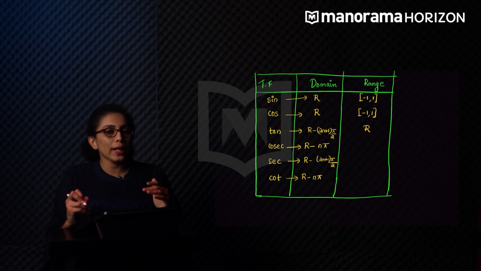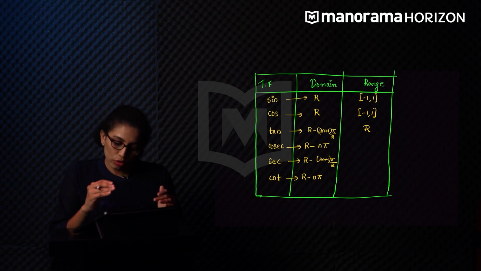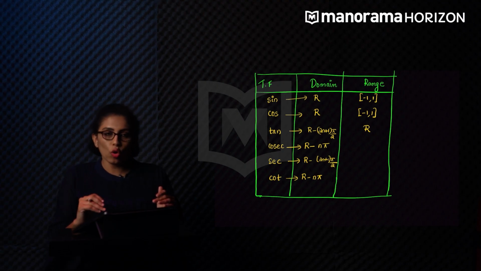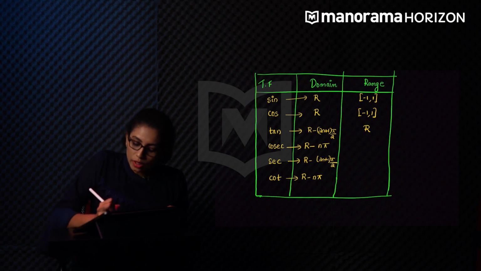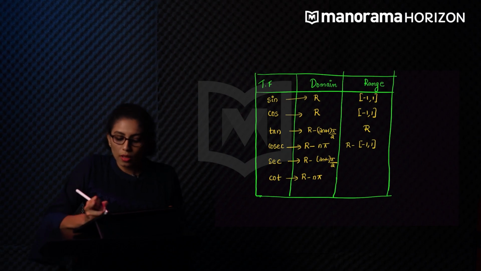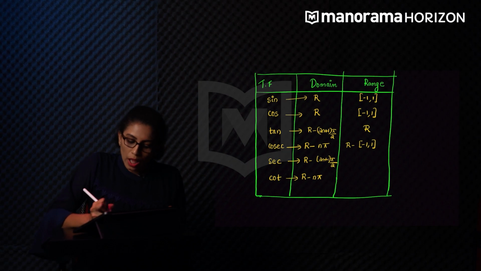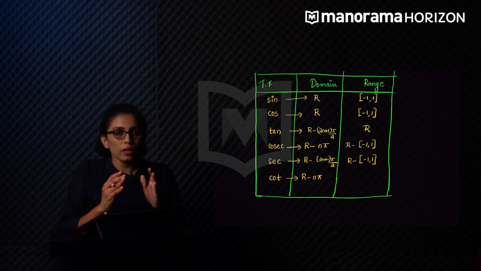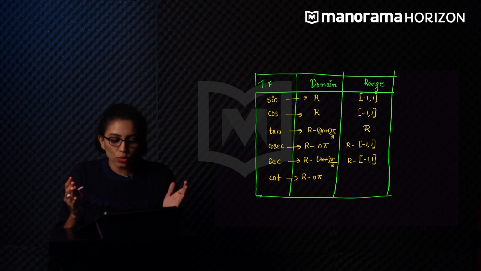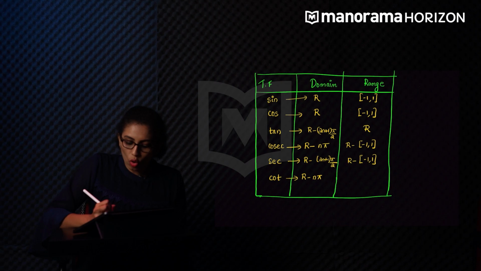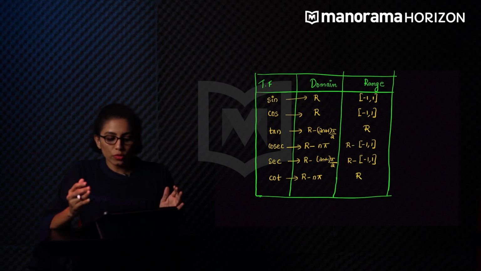Now, we have to calculate the range of cosec, sec and cot. So, for cosec, we have to exclude those values from minus 1 to 1. So, the range will be R minus the closed interval minus 1 to 1. And for sec it is also again R minus the closed interval minus 1 to 1. And for cot, since tan covers the set of all real values in its range, the cot range will also be the set of all real values.